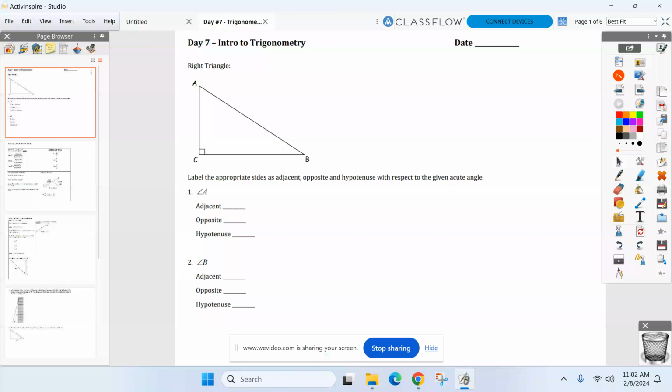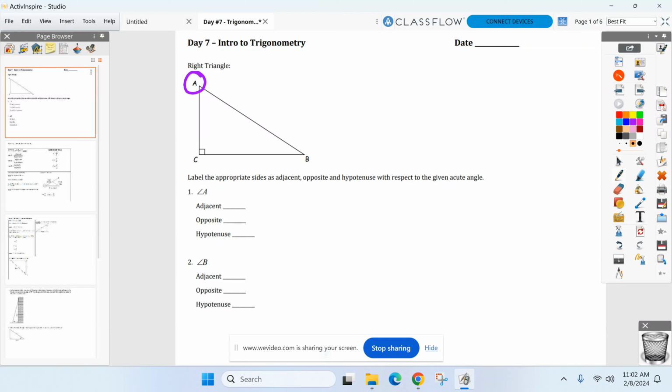Triangle. So this is triangle ABC. I put a right angle in at C because we're still working with right triangles. That's not going to change until the last part of the unit after next week's quiz. Still dealing with the right triangle. What I want to know is, if you are looking at angle A, can you identify what the adjacent side would be, the opposite, and the hypotenuse?